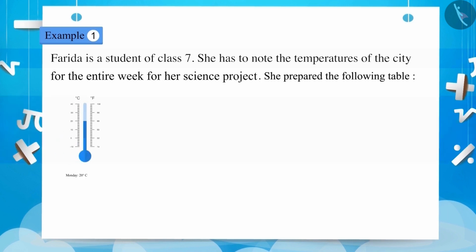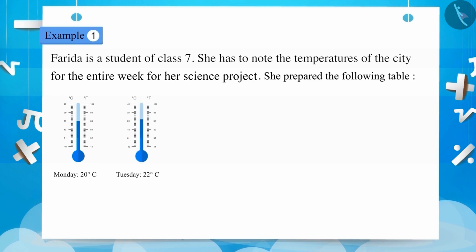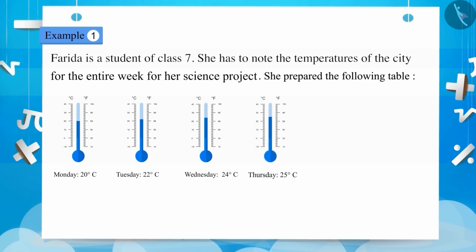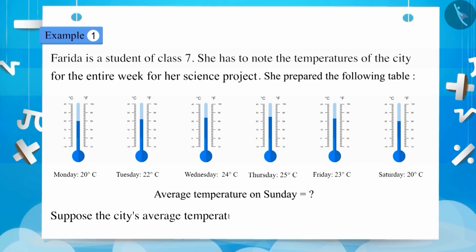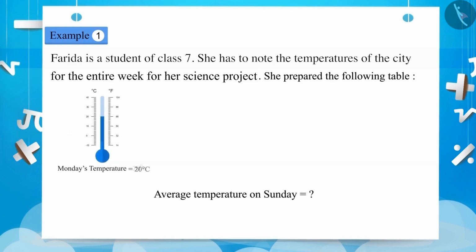Monday, 20 degrees Celsius. Tuesday, 22 degrees Celsius. Wednesday, 24 degrees Celsius. Thursday, 25 degrees Celsius. Friday, 23 degrees Celsius. Saturday, 20 degrees Celsius. Can you guess the temperature she would have noted on Sunday? Suppose that the city's average temperature is 20 degrees Celsius. If you look at the entire table carefully, you can see that the temperature is changing constantly.